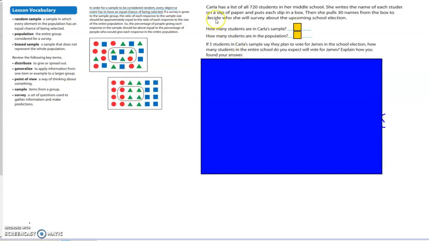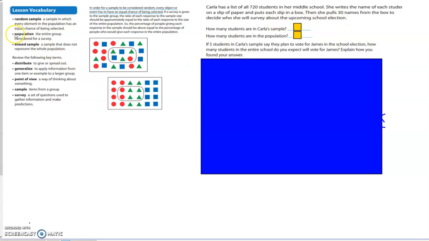Okay, here's an example. Carla has a list of 720 students, all 720 students in her middle school. She writes the names of each student on a slip of paper and puts each slip in a box. Then she pulls 30 names from the box to decide who she will survey about the upcoming school election.